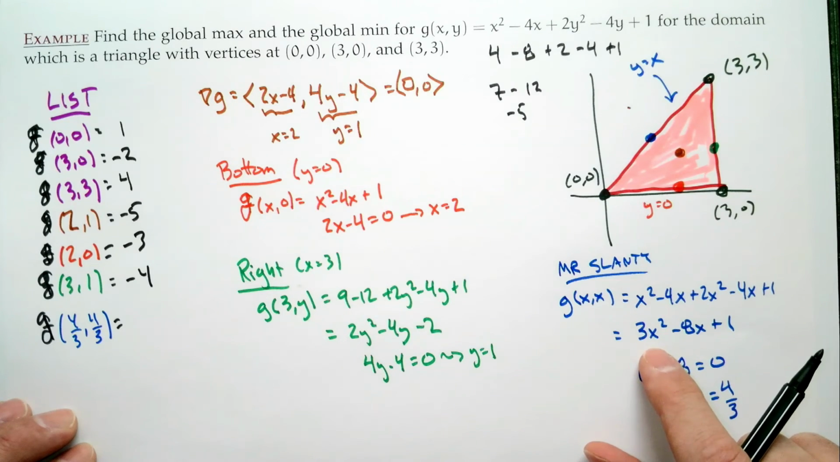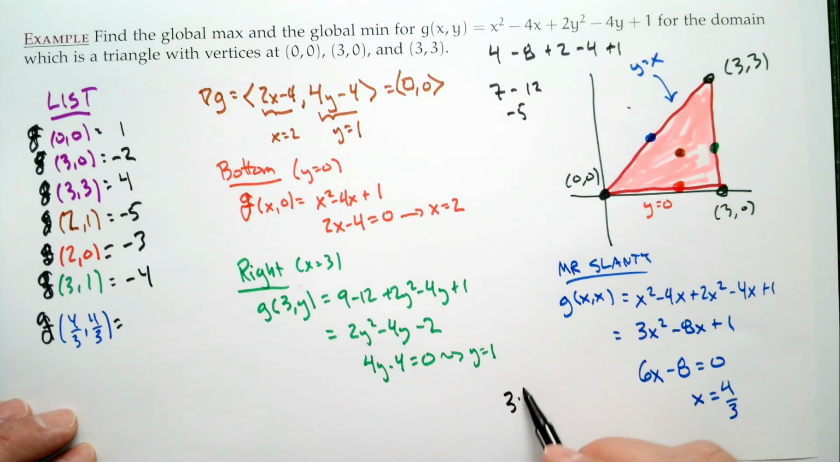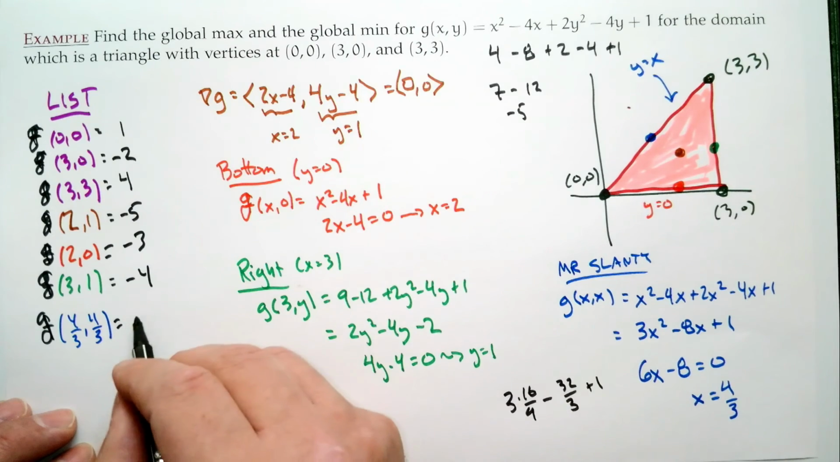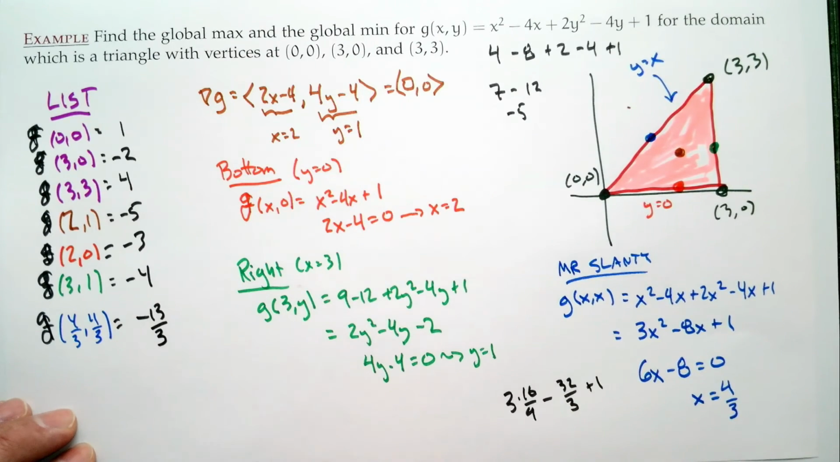Well, we can come in here. So that's 3 times 16 over 9 minus 8 times 4 over 3. That's 32 over 3 plus 1. Well, 3 times 16 over 9, that's really the same as 16 over 3. Subtract 32 over 3 is negative 16 over 3. And add 1 would give us negative 13 over 3.